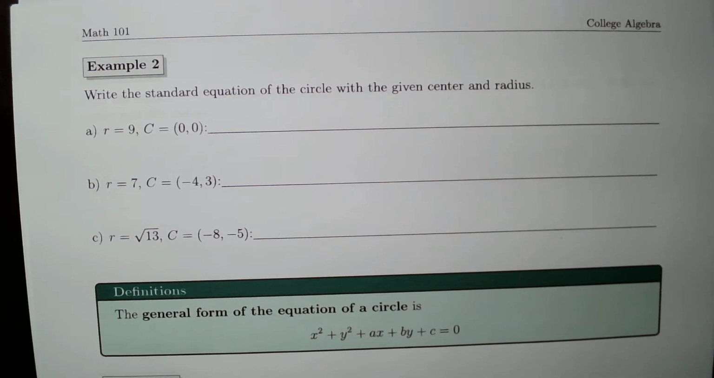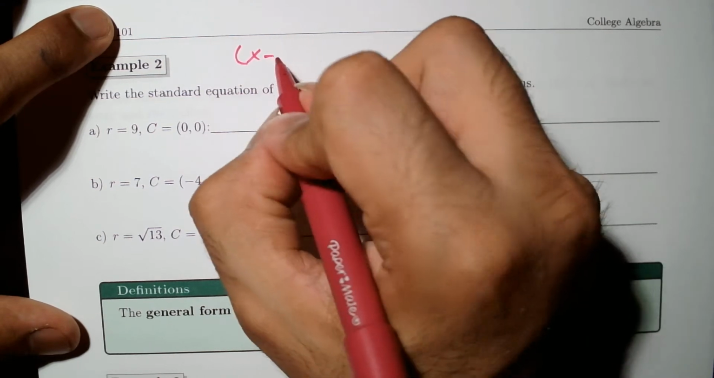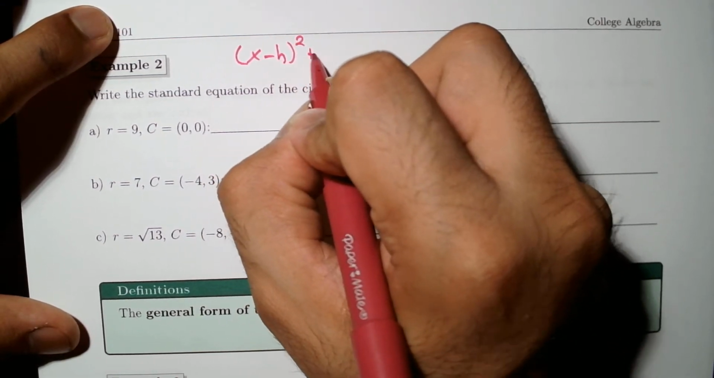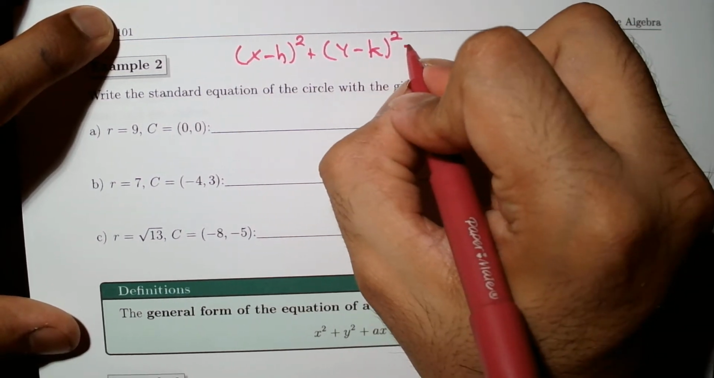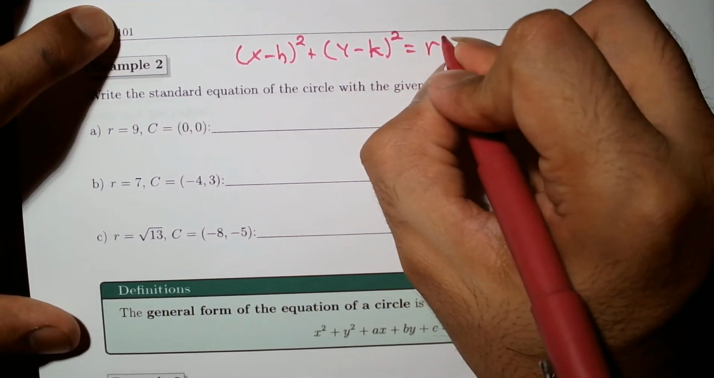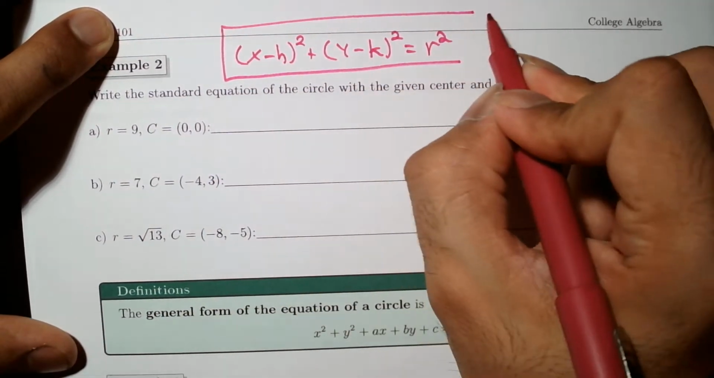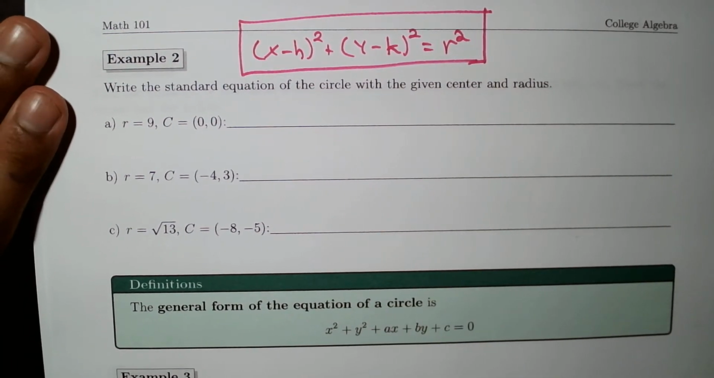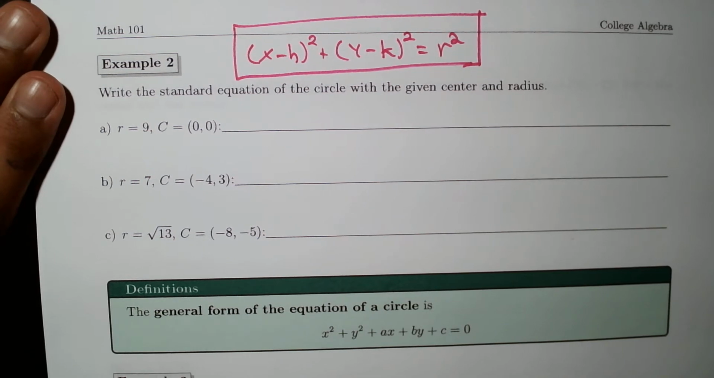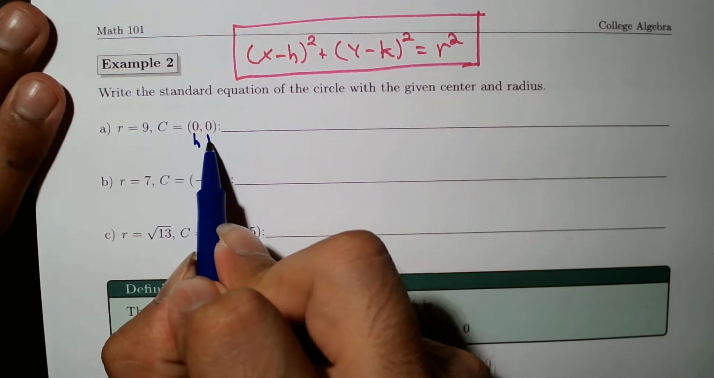Alright, first of all, before moving on, let's write down the standard form. (x - h)² + (y - k)² = r². So that's the equation that we are going to be using in order to write the equation of the circles.